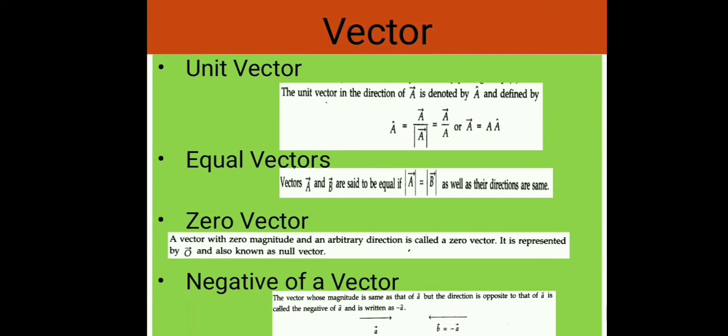Now come to the negative vector. The vector whose magnitude is the same as that of a vector, but whose direction is opposite to that of a vector. Its direction is opposite, which means its direction is the negative of a vector, and it is written as minus a vector. As you can see in the diagram, the direction of a vector is towards the right but the direction of minus a vector is towards the left.